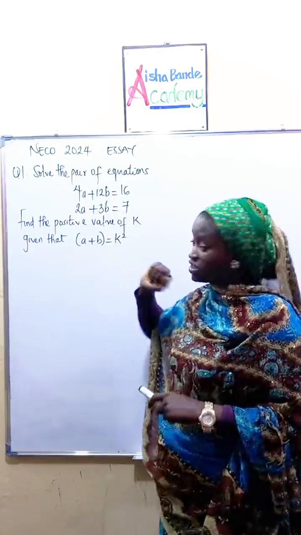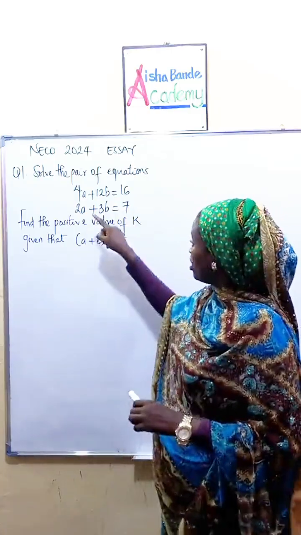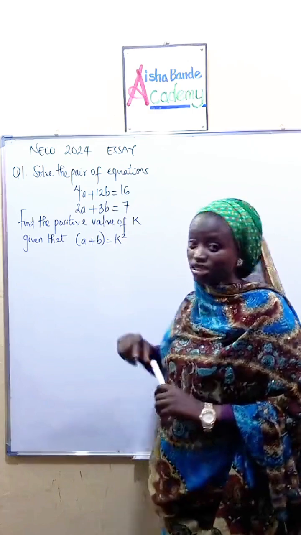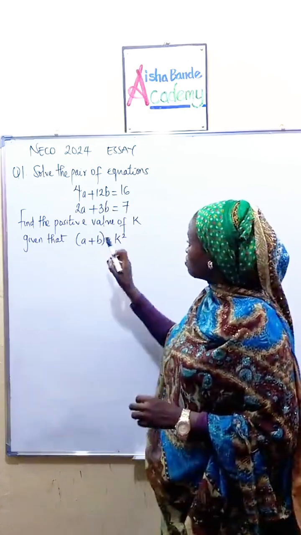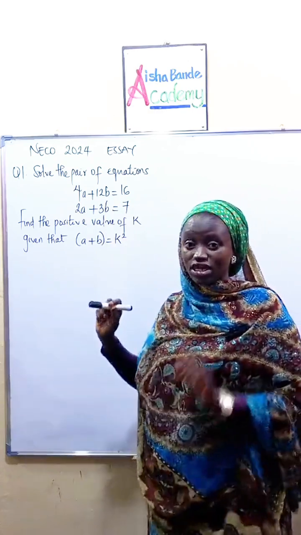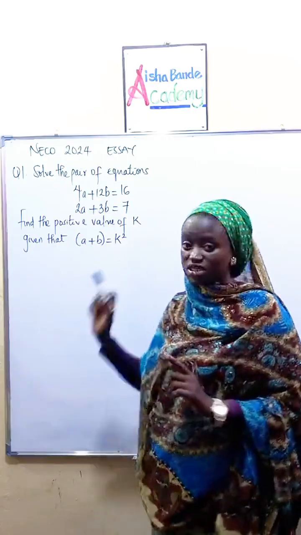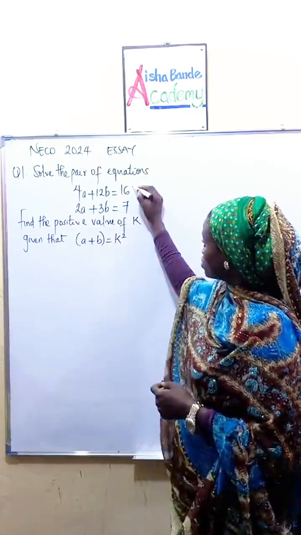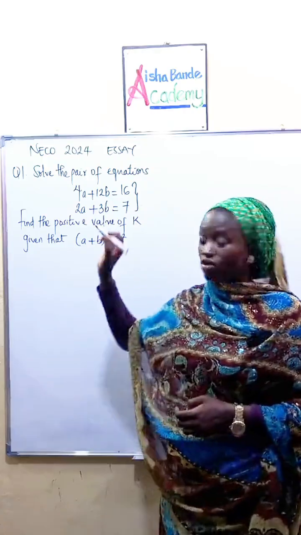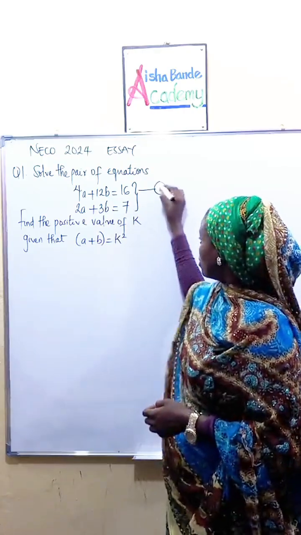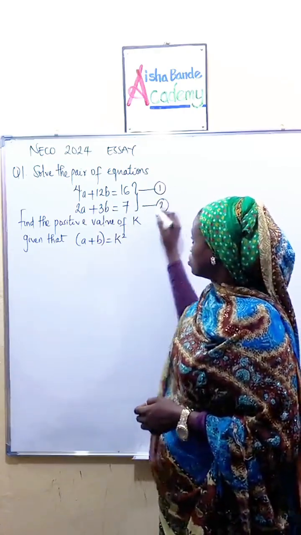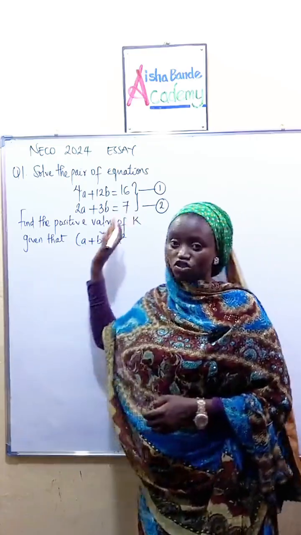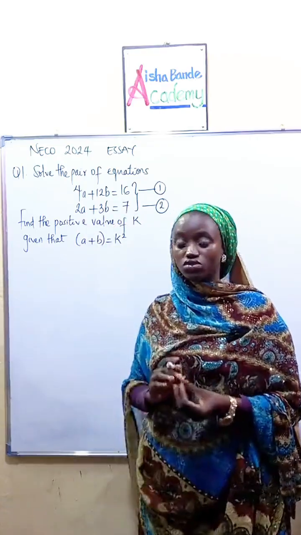4a plus 12b is equal to 16, and we have 2a plus 3b is equal to 7. So we are asked to find the positive value of k, given that a plus b is equal to k squared. Looking at this question, we have two equations, equation 1 and equation 2. This is known as simultaneous equations.